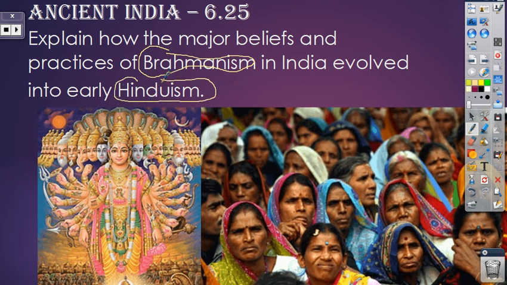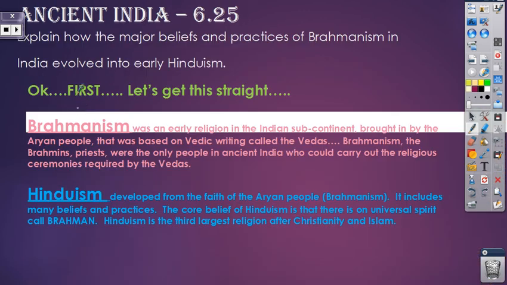And I'm sorry this is sloppy. I'm using my mouse and my screen to try to draw these lines. So, alright, the first thing that you're going to have to do then is we need to compare these two beliefs. The first part says, explain how the major beliefs and practices of Brahmanism in India evolved. How did it evolve into early Hinduism? So first we're going to get this straight.